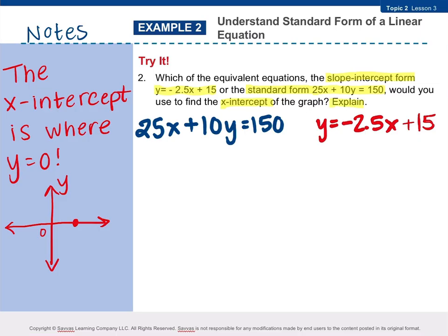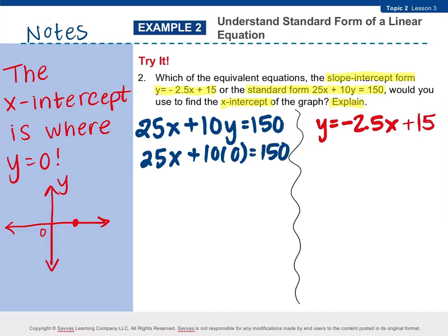Let's see, how hard is it to find the x-intercept with both of them, right? So here I have 2 equal equations. And in my notes, remember, what is the x-intercept? The x-intercept is where y is 0. So kind of what we just did, we're going to plug in 0 for y. So the equation on the left, if I substitute in 0 for y, I would get 25x plus 10 times 0 equals 150. And if I was going to substitute in 0 for y on the right, I would have 0 instead of y equals negative 2.5x plus 15.